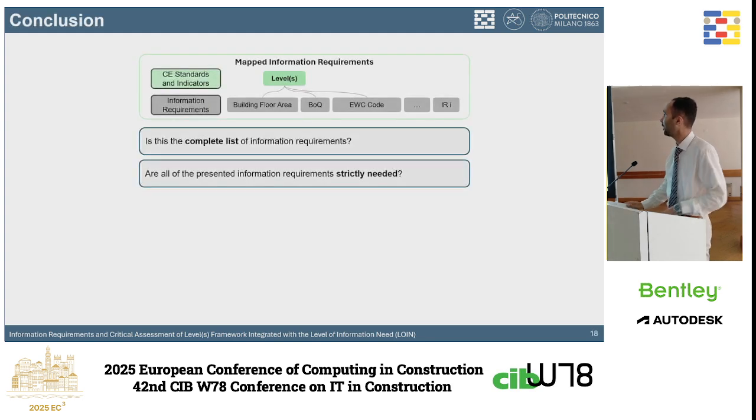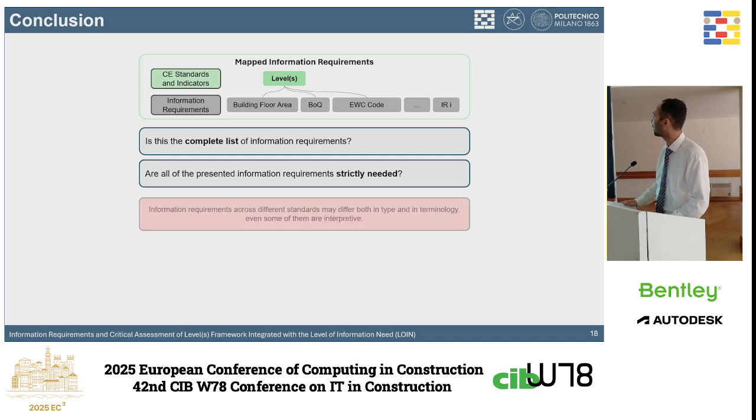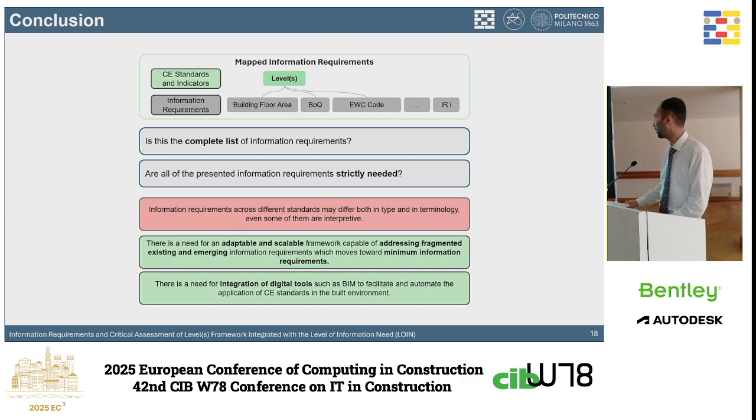So as a conclusion, here just I put some of those information containers connected to the levels, and if you want to go back to our main question, to see whether this is the complete list and whether the information requirements are strictly needed. We see that the information requirements across different standards may be different both in terms and also the type. So we need an adaptable and scalable framework capable of addressing both fragmented existing and emerging information requirements and move towards the minimum information requirements rather than maximum one.